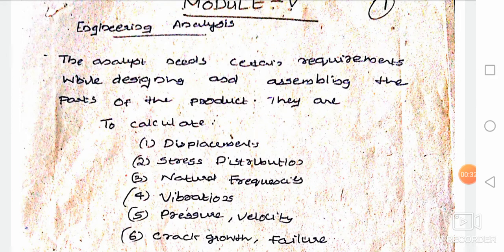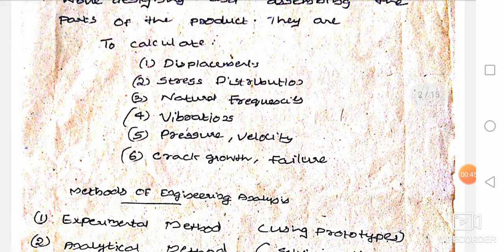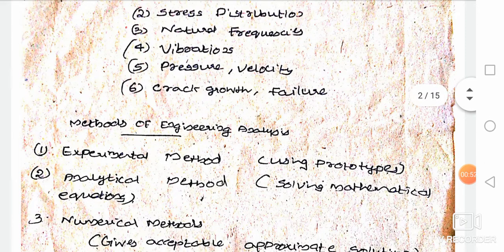First, what is meant by engineering analysis? The analyst needs certain requirements while designing and assembling the parts of the product. The requirements are displacement, stress distribution, pressure, velocity, etc. Different types of engineering analysis can be done. First one is the experimental method using prototypes. The second one is the analytical method. In this method, we solve the mathematical equations and get solutions.